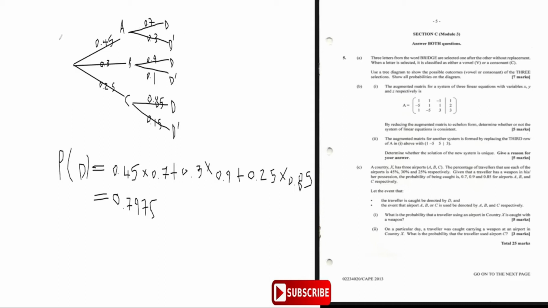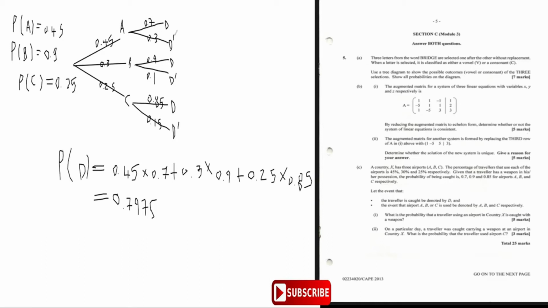The alternate method you could do it is using what's known as the total law of probability. Because up here, what they were giving you is the probability of going to airport A, which they told us was 0.45. The probability of going to airport B, they told us was 0.3. And the probability of going to airport C, they told us is 0.25.